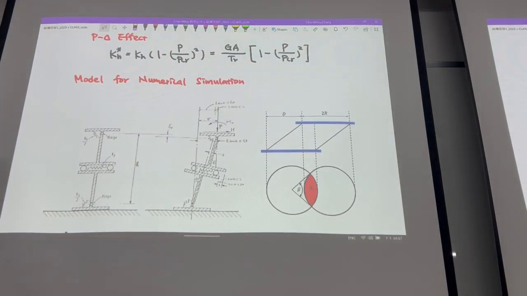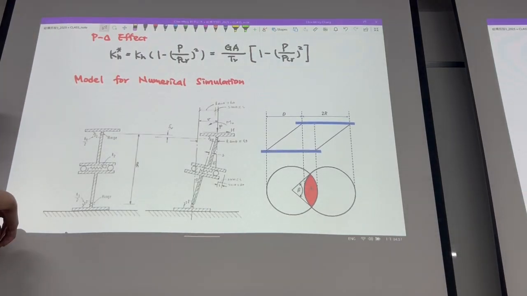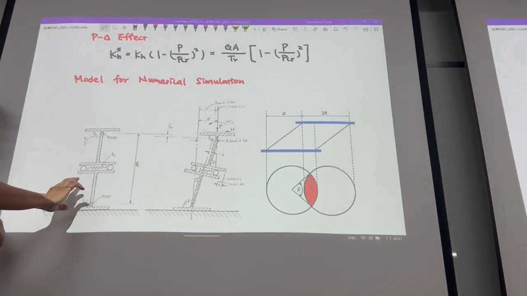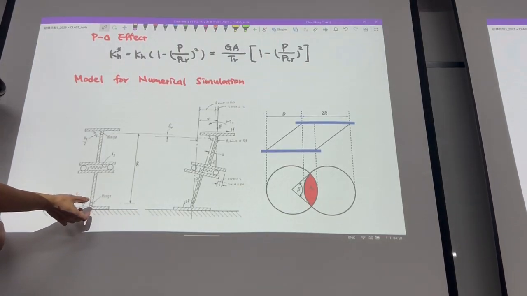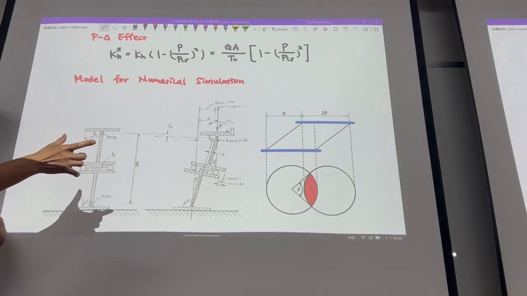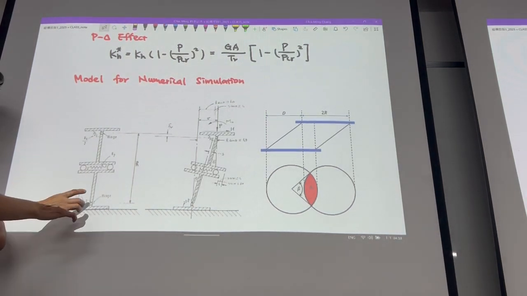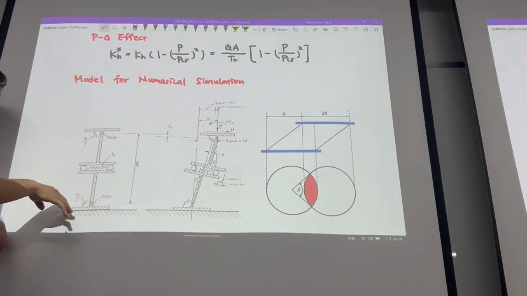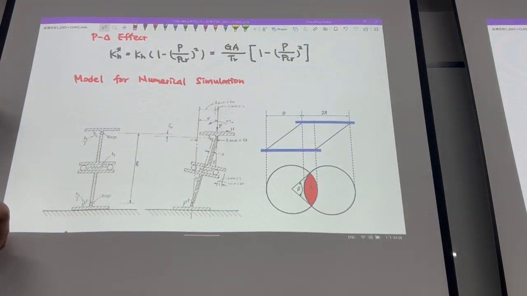In order to consider the vertical effect and also the rotational effect for the isolation bearing, and also the lateral stiffness, people developed this very complex model to do the simulation.